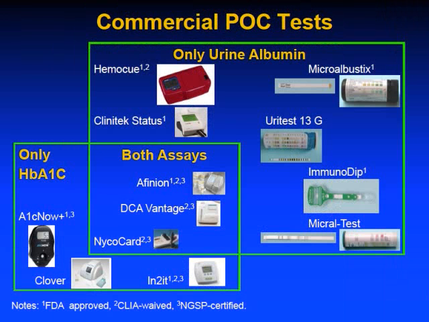This slide shows some of the commercial point-of-care tests available out in the market. The devices on the upper right box are those that test only for urine albumin. The bottom box on the left tests for only A1c. The box in the middle are devices that can test for both assays.